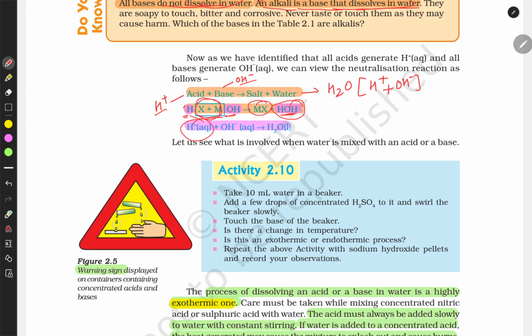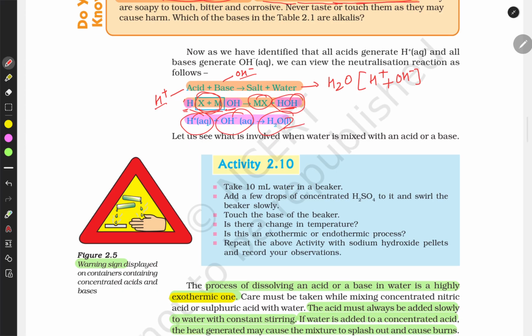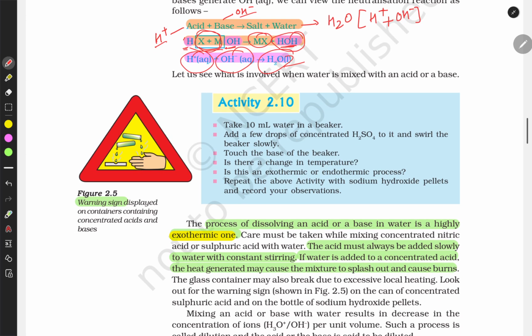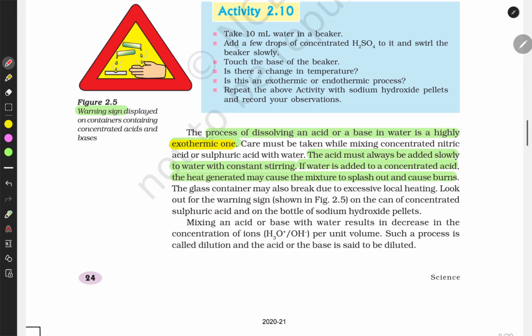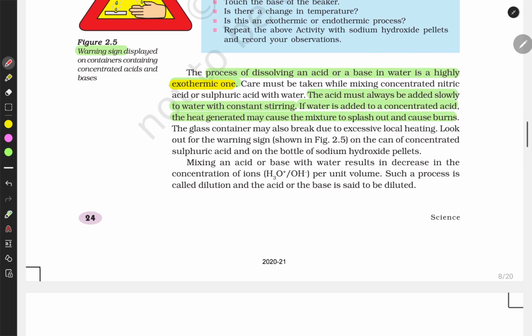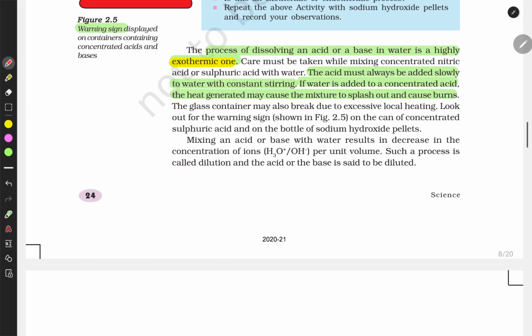Here the H+ ion and OH- ion form water, which is a liquid. That is why acid and base reactions form salt and water. The process of dissolving an acid or a base in water is highly exothermic. So it gives off a lot of heat, and this is highly exothermic.